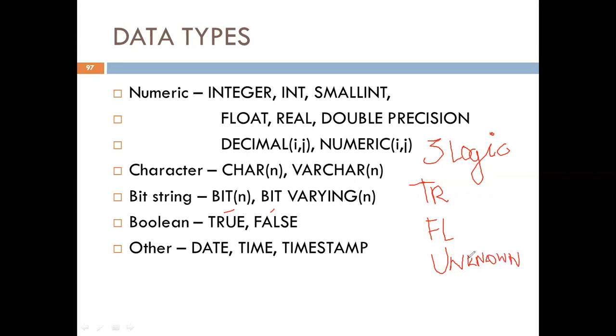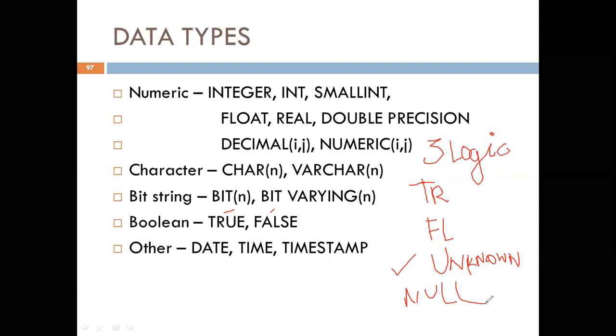So unknown. So there are three levels of logic. This unknown level of logic is used for null values. Since we have the concept of null, it is used for those attributes for which we don't have the value now. For example, email ID. Currently we don't have the email ID of a student. So when we are storing the student information, in place of email ID, we will store the null value.